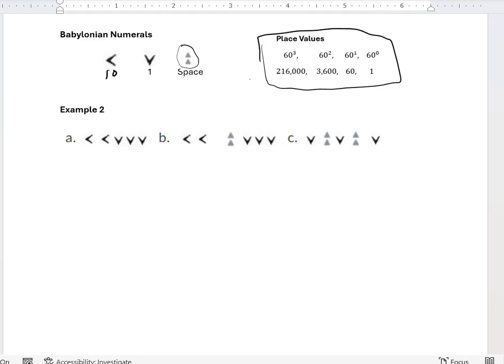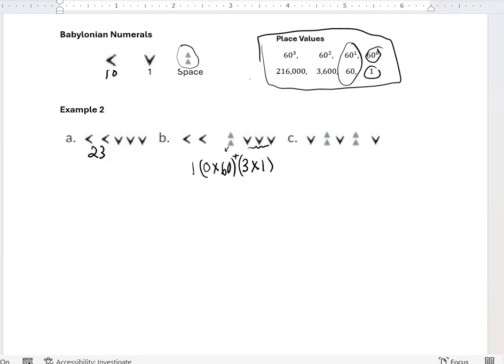And so to do the first one, example 2a, here we have two arrows pointing to the left. So each one is 10. So we have 10, 20, 21, 22, 23. So this answer is 23. The second one, we have 3 of these. So these are 3 times, it's in the first position, 60 to the 0, which is the same as 1. So 3 times 1. Then the second one here is going to act as a 0. So 0 times the next position, which is 60.